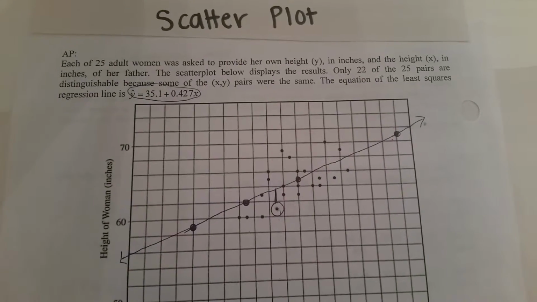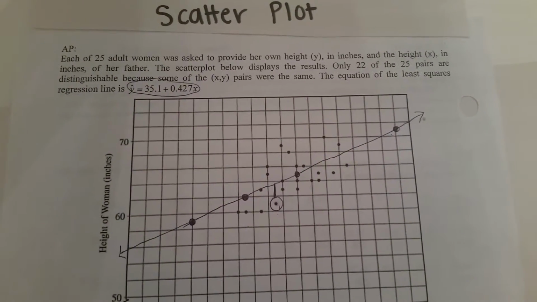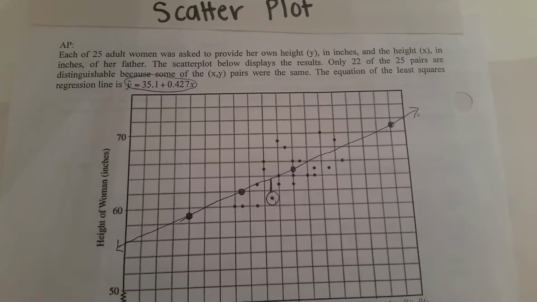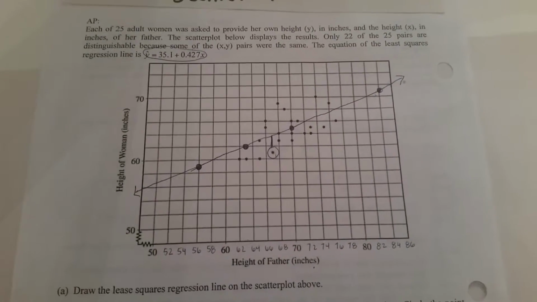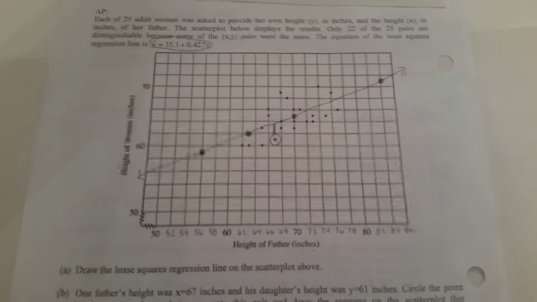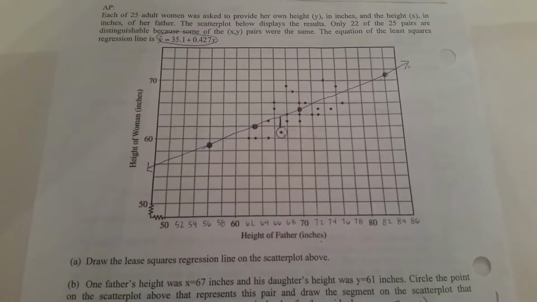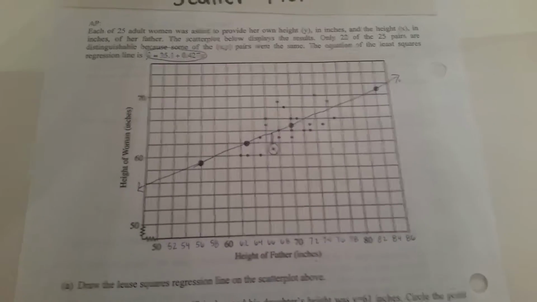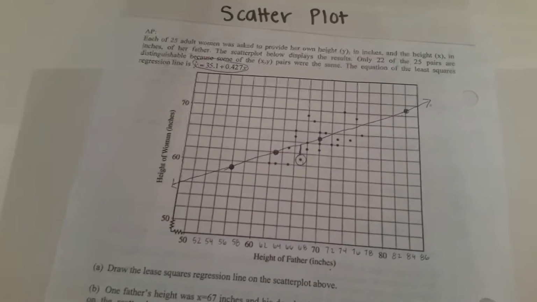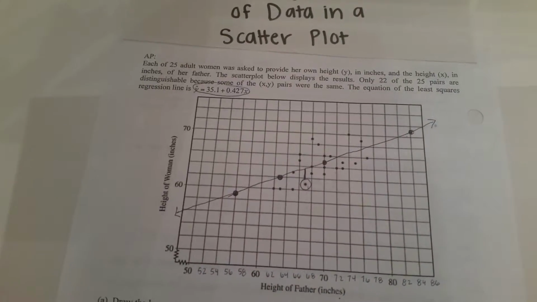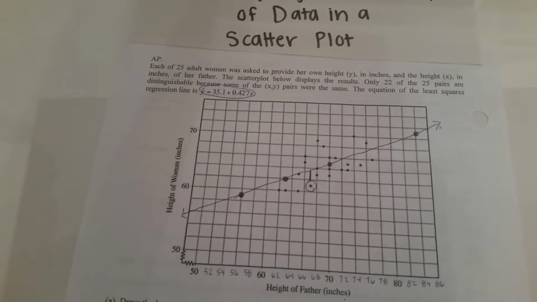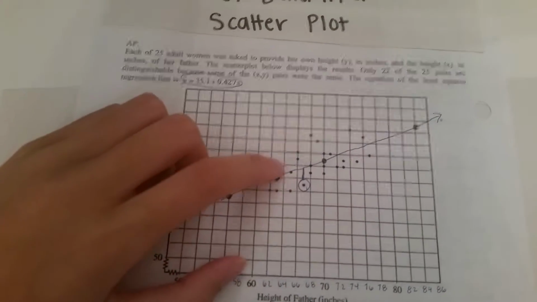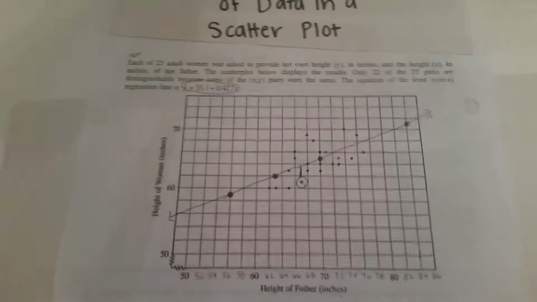The equation of the least squares regression line is y hat equals 35.1 plus 0.427x, and these are all in inches. So part A asks to draw the least squares regression line on the scatter plot above. Now, a least squares regression line is an equation that is the best fit for a set of data with the least amount of residuals between the observed and the expected values.